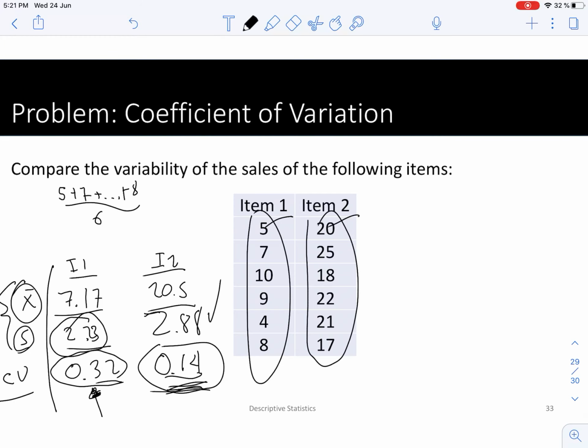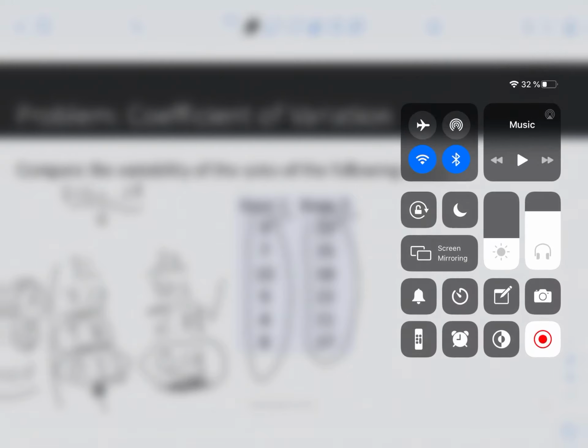All right, so just to summarize, in this video, we discussed some dispersion metrics: the range, the variance, the standard deviation, and the coefficient of variation.